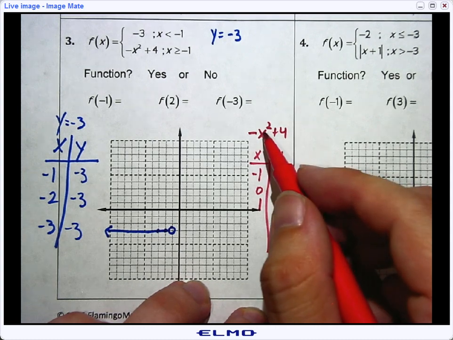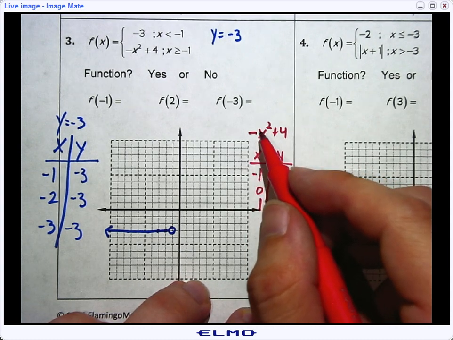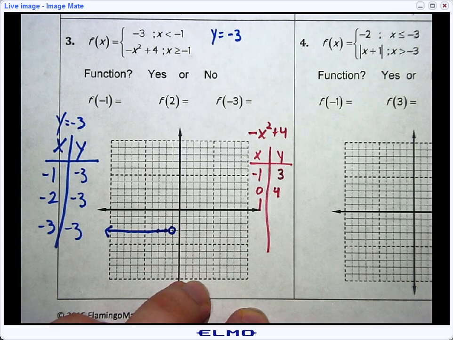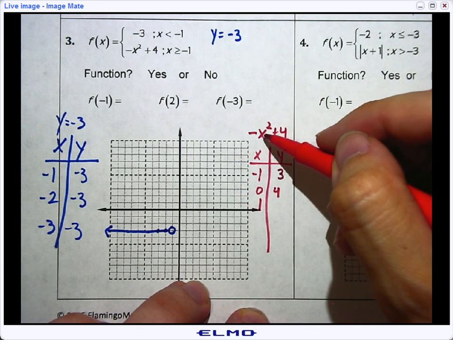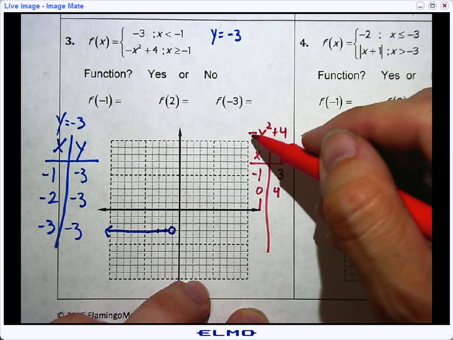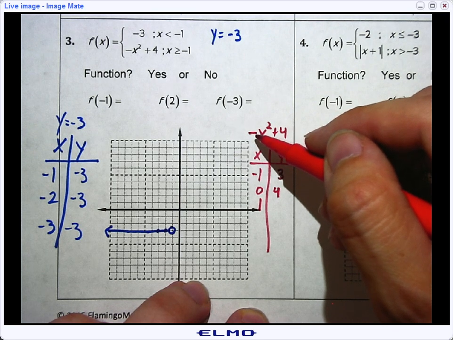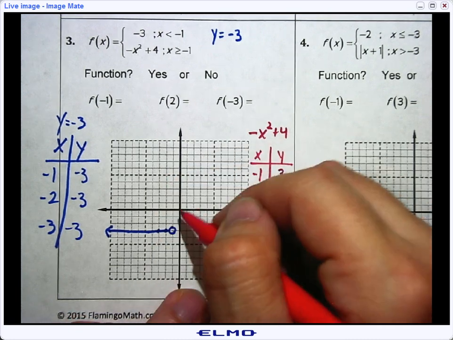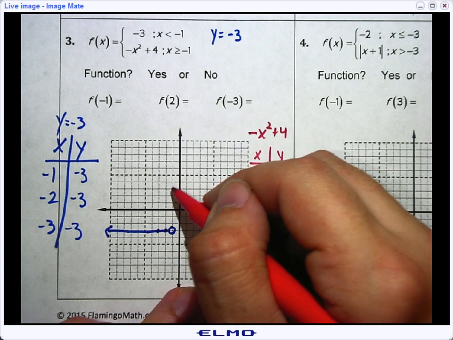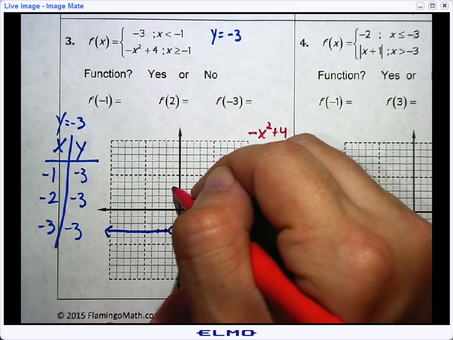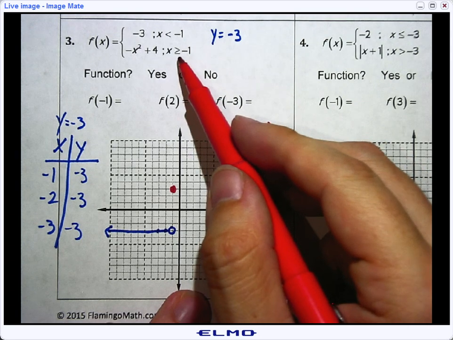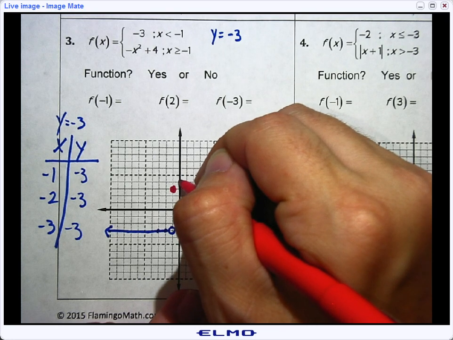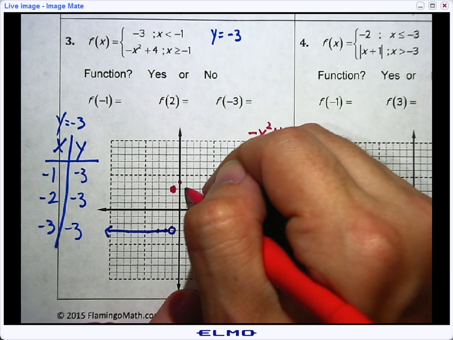Plug in a 0, square it, it's still 0. The negative 0, still 0. So this thing just turns into 0 plus 4, which is 4. Plug in a 1. 1 squared is 1, but then it becomes negative when you apply this negative sign. So -1 plus 4, we get 3 again. All right, so at -1, 3. So -1, 1, 2, 3 right here. This is going to be a closed circle because it has the or equal to part underneath the inequality. 0, 4 would be right here, and 1, 3 would be right here.